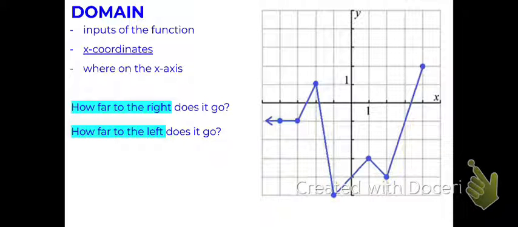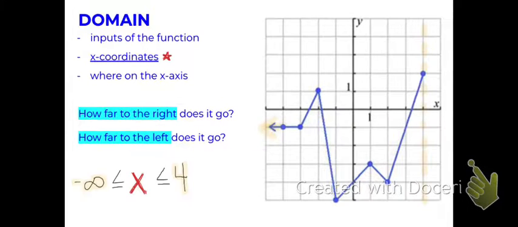And you want to use x because domain is the x. So you would write it like this. X is in between negative infinity and 4.